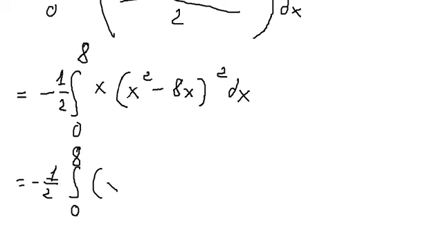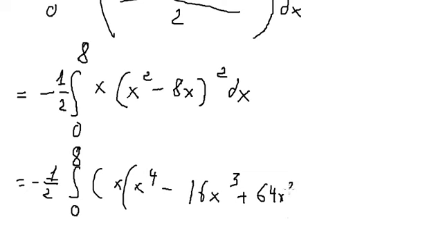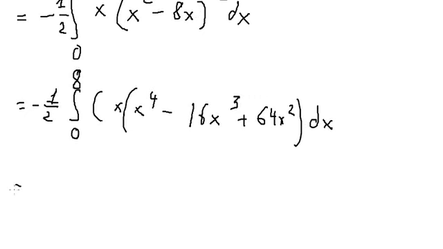we need to expand this one. So we have x to the power of 4 minus 16x to the power of 3 plus 64x squared dx. And then we have the final answer.